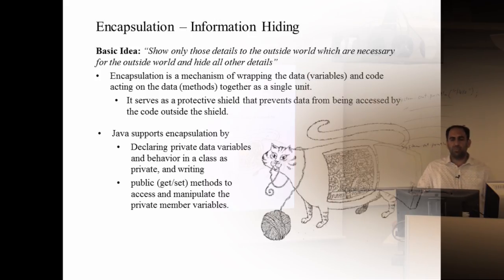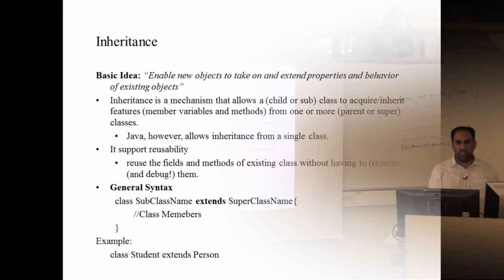And to show the details to the outside world, Java provides you with the public access specifier. The getter and setter methods are usually defined as public methods to allow access and manipulation of the private member variables, which have been kept private. So this is how you can achieve encapsulation or information hiding in Java. And the next thing is inheritance.